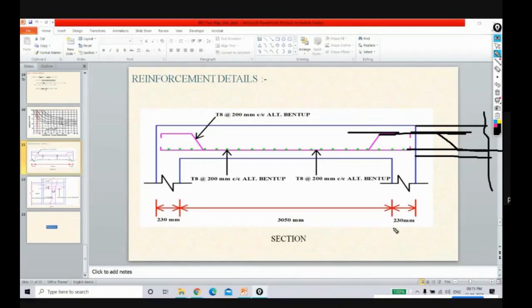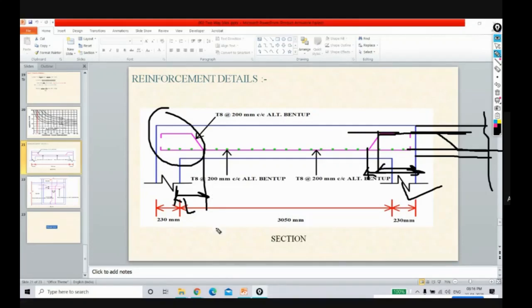There has to be a mention of the bent up distance and the top reinforcement distance from the edges. Yes, this distance. We have to mention it because see, these values are different. At the end support this value is different, and at the continuous support this value is also different. So we have to mention that bent up value.